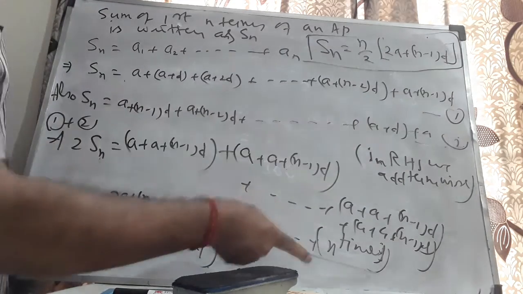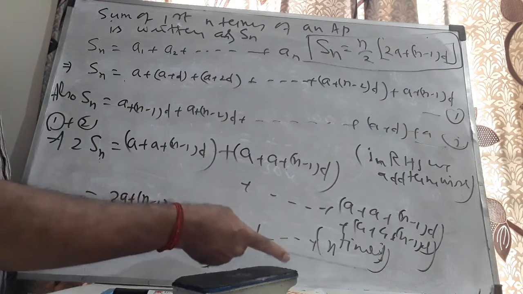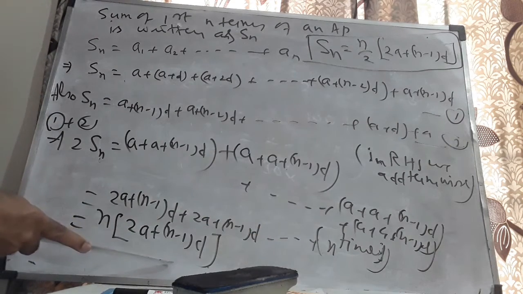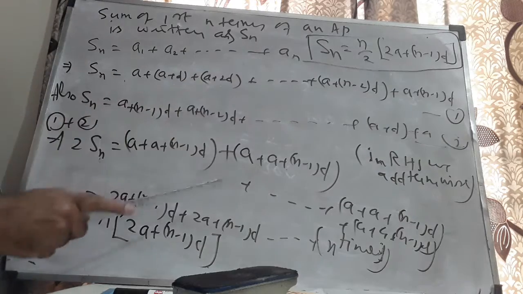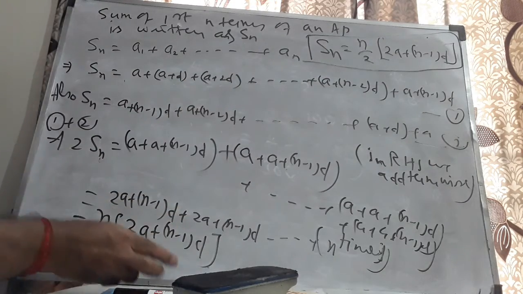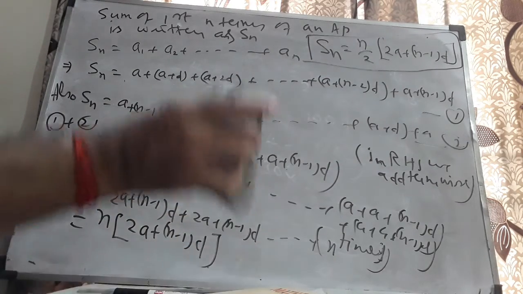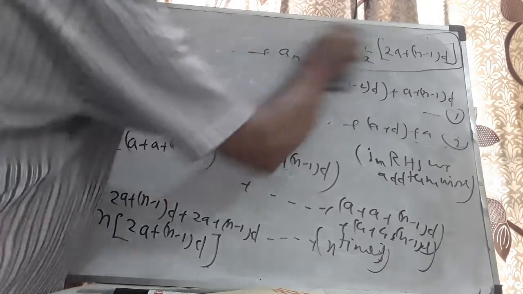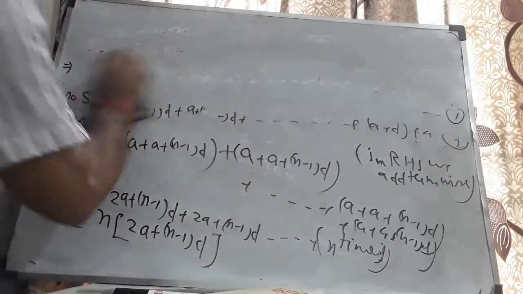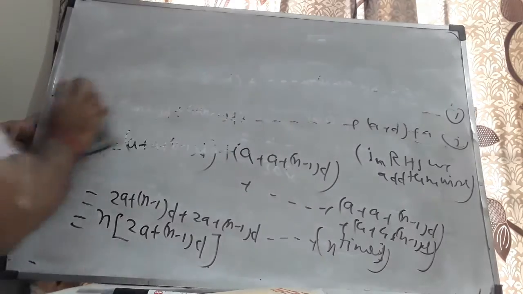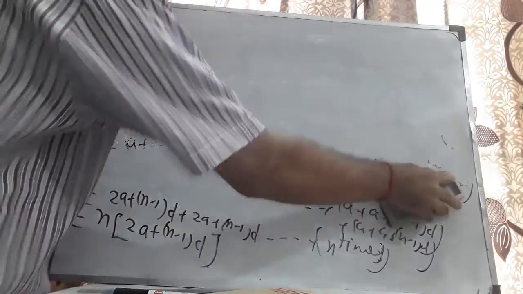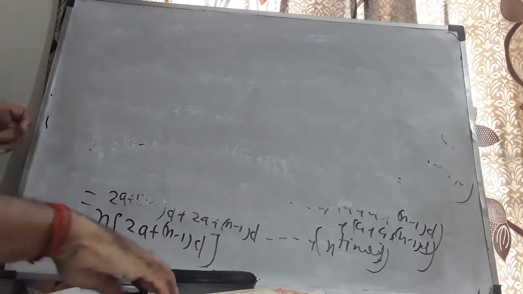There are n such terms, therefore it will be added n times. A number added n times will be n into this value. Therefore, divide by 2. My Sn formula happens to be n by 2 into (2A plus (n minus 1) into D). This is the formula which you are supposed to remember to apply in the various problems further. This is how we get the formula.